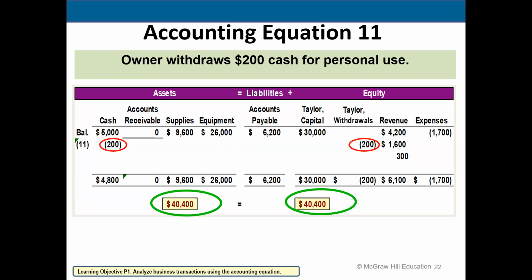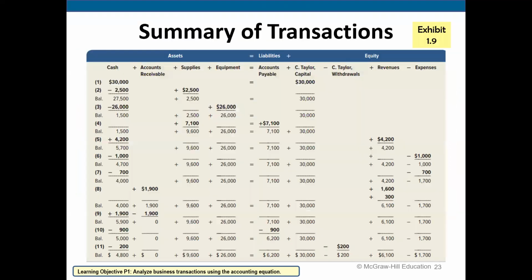And then everything's still in balance. At the end of this long month of transactions, you can see in this summary all of the transactions summarized. Down at the very bottom where it says balance, you'll see we have $4,800 in cash. We have no accounts receivable because we received all of the money that was owed to us. 9,600 in supplies, 26,000 in equipment. We also still owe $6,200 in accounts payable. The owner put in 30,000 and withdrew 200, and the business earned 6,100 in revenues and paid 1,700 in expenses.